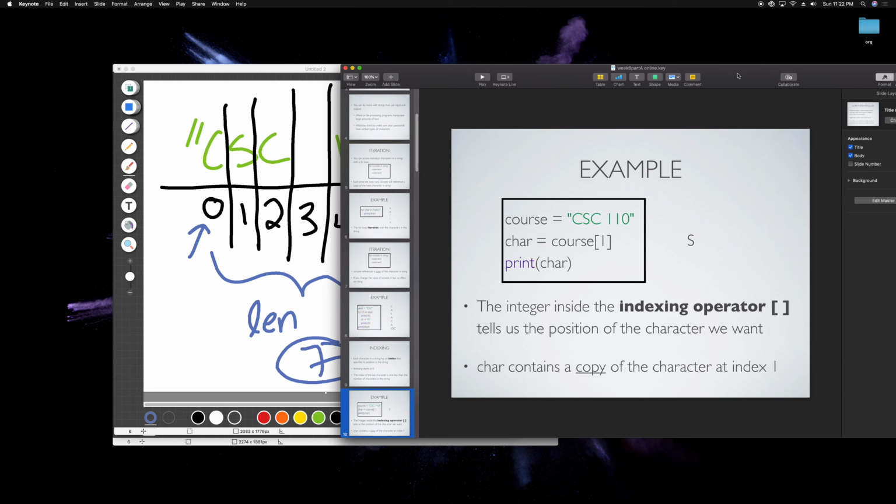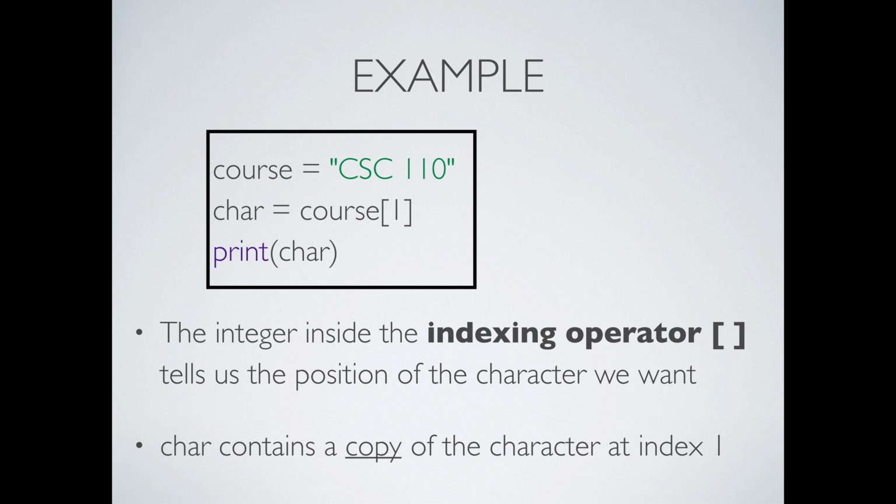Looking at this example here, let's say you are looking at a string and you want to access an individual character from that string. So the way you can do that is essentially say string and then the indexing operator with a position in it, with an index in it. So here on the right hand side of this assignment statement on the second line of code, we see course square bracket 1 square bracket.